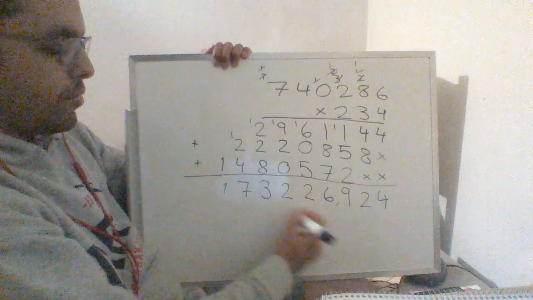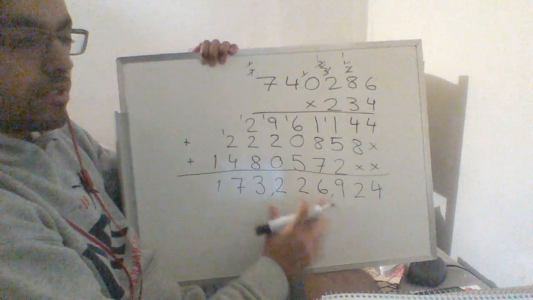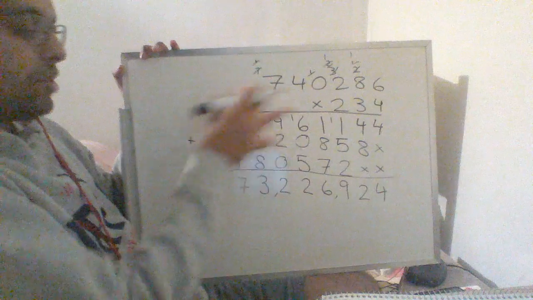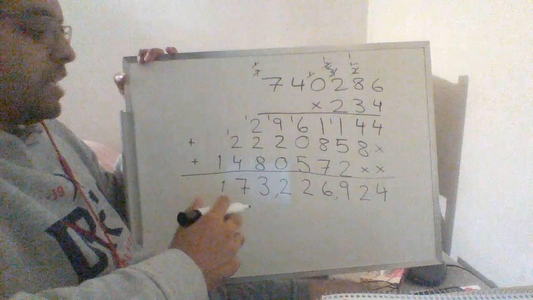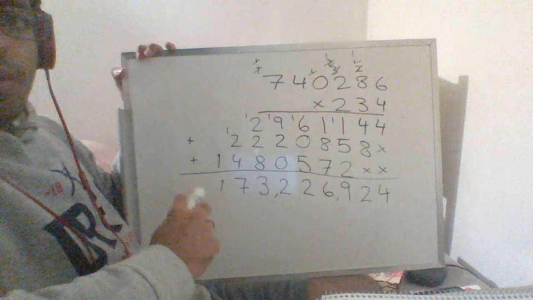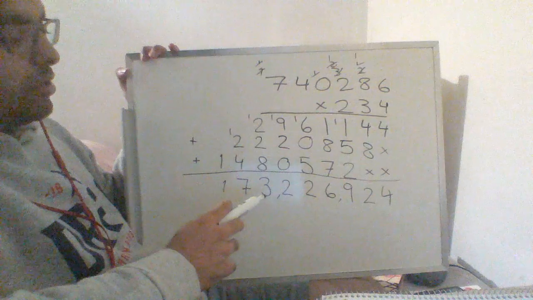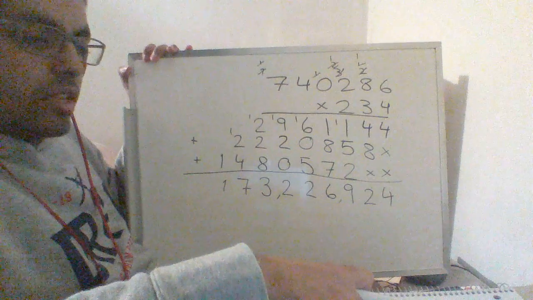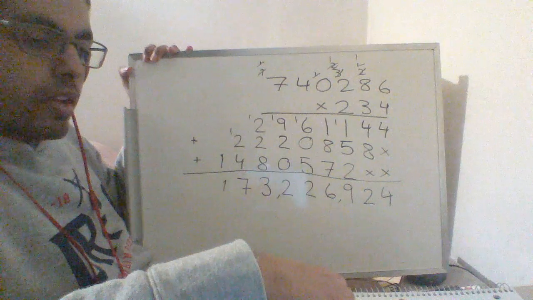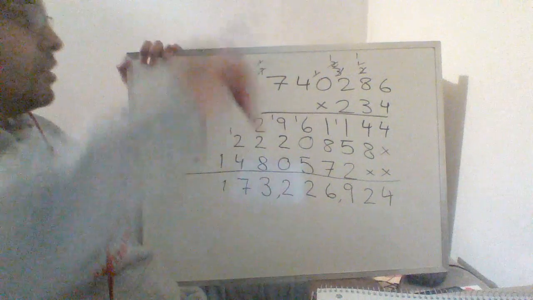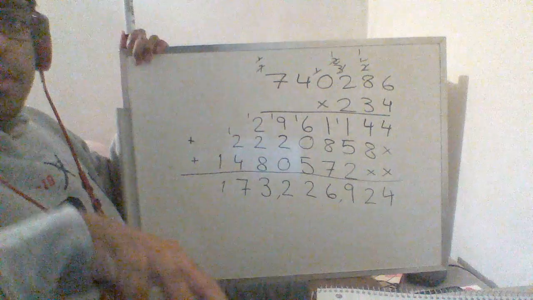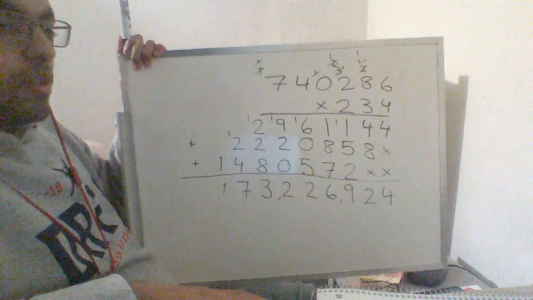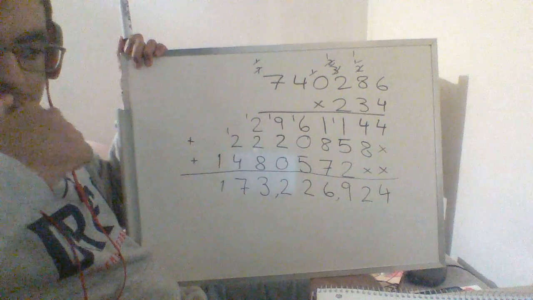And so then you can just separate this with commas or something, because it's hard to separate it with spaces when you're actually doing the long multiplication. And then you can read off your answer, which is 173,226,924. And I believe that agrees with what I had in my notes. Yes. So that's another example of long multiplication with some slightly larger numbers.